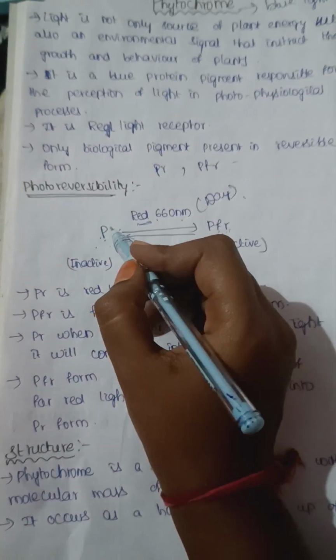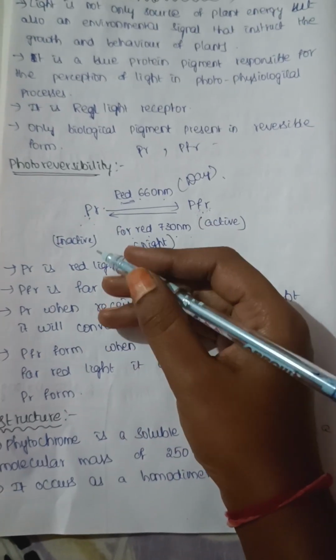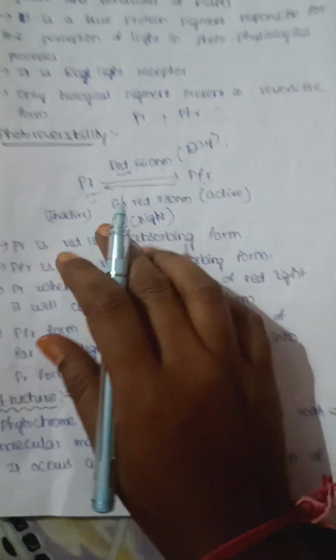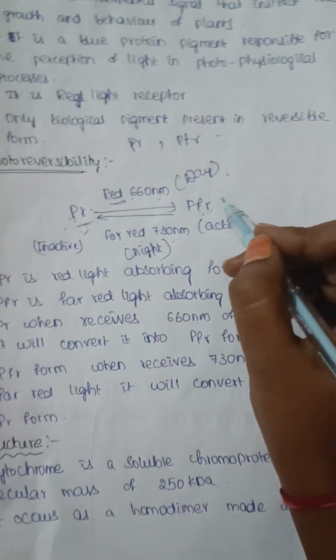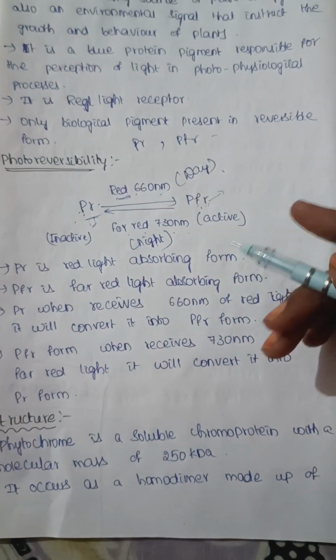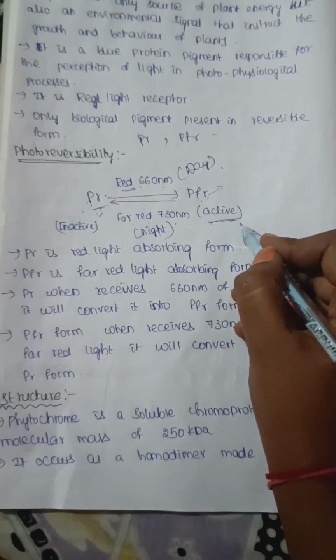During the night time, we know that most of the physiological processes are slowed down, right? Why? Because of this PR form, so we can call this the inactive form. And the PFR form, which exists mostly during the daytime, is responsible for many physiological processes, so we can call it the active form.